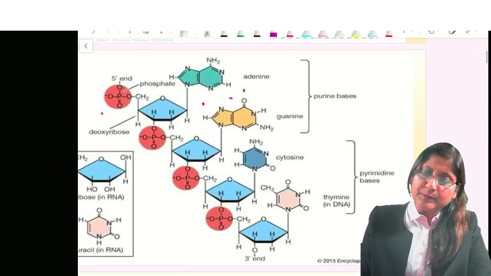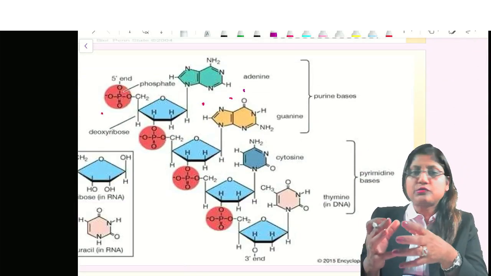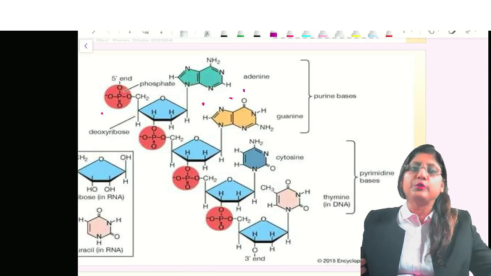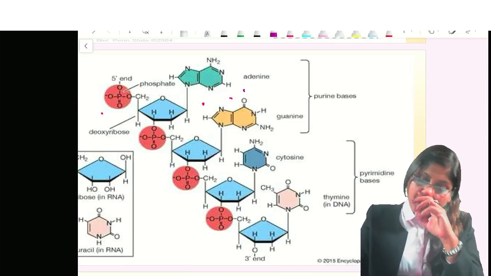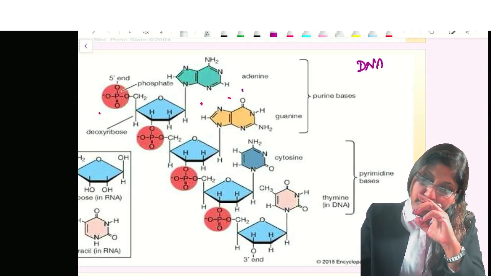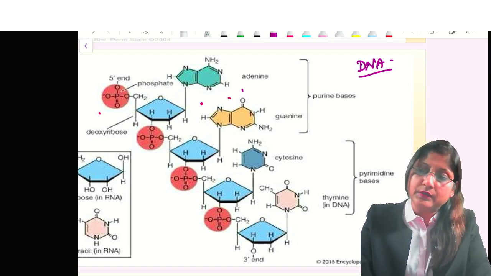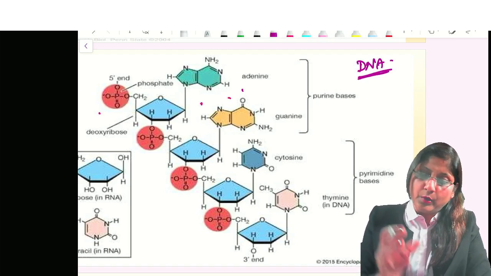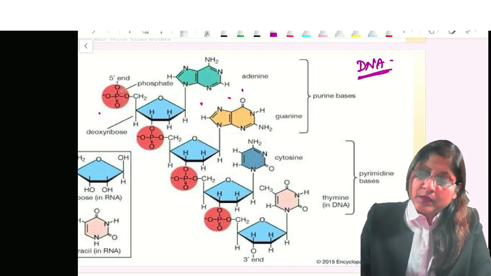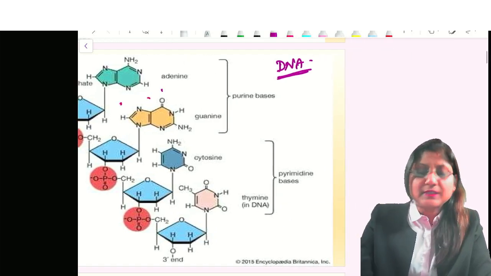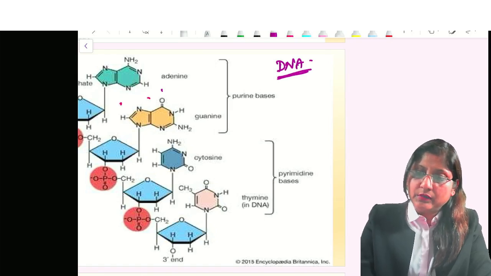This picture is talking to you about the basic structural aspect of a polynucleotide, which is DNA or RNA. In this picture, you see the structure of DNA. It is a polydeoxynucleotide. Remember, deoxynucleotides are added together through phosphodiester linkage.